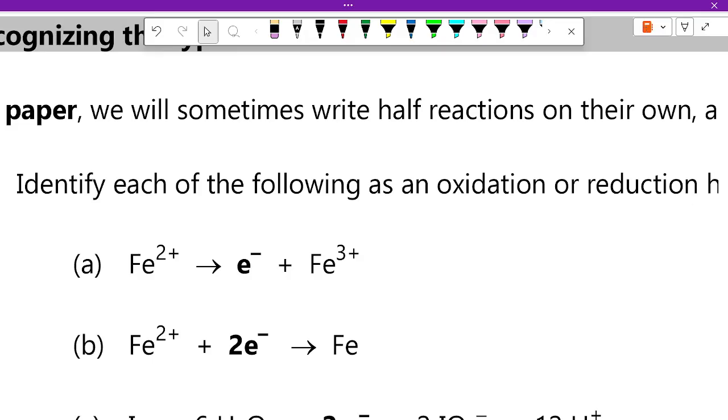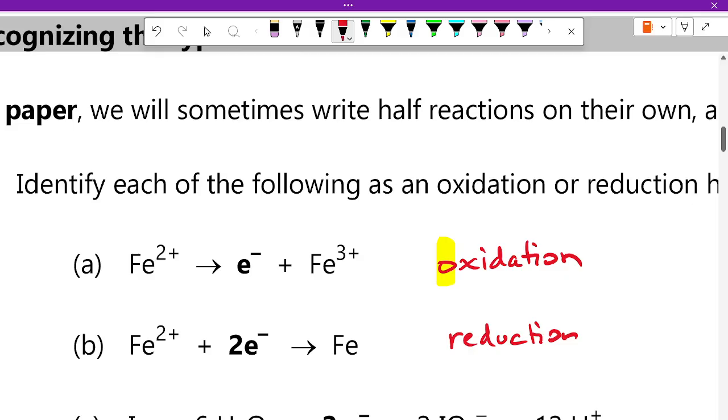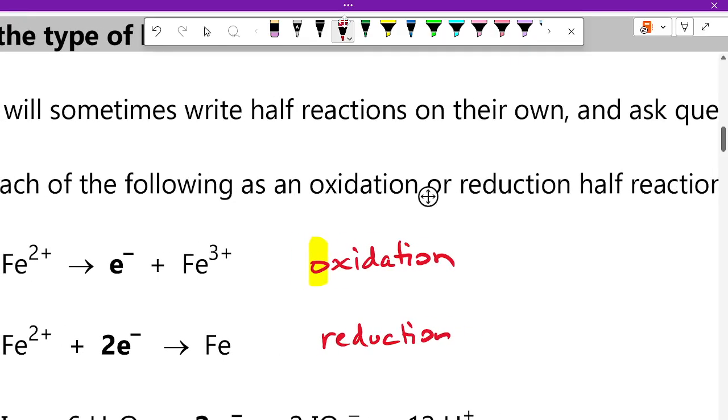Are we ready? What is A, Ansel? Oxidation. Not oxidization, oxidation. No zation, just dation. Zation, dation. Yeah. Oxidation. What is the second one, John? Reduction. And the third one, Victoria. Oxidation, yes. And you can tell that because of where the electrons are.